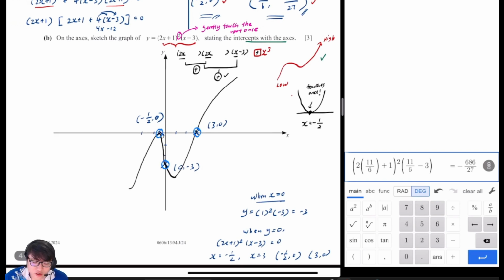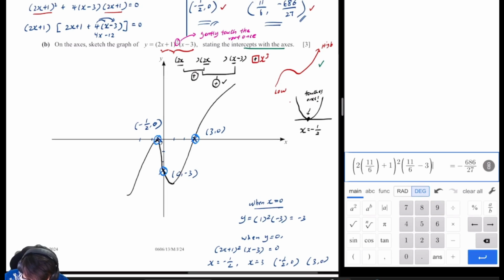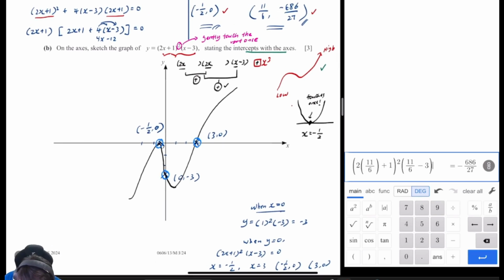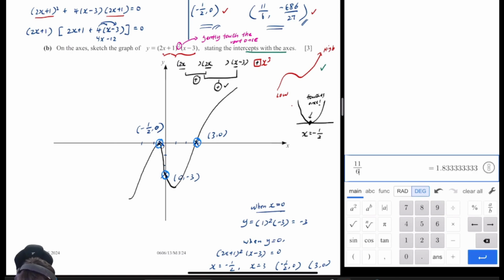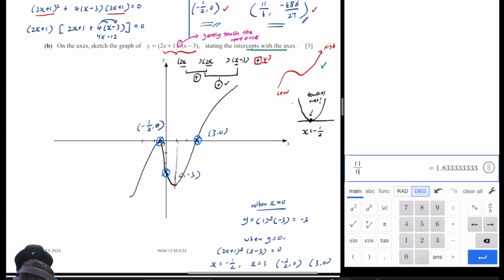Luckily, you are not required to state all the stationary points that we have here. Yep. Oh, I think we should, right? 11 over 6. Yeah, maybe let me just put it. 11 over 6, that will be, let's just make it a bit perfect. So this one will be, yes. Since we already found it earlier, right?